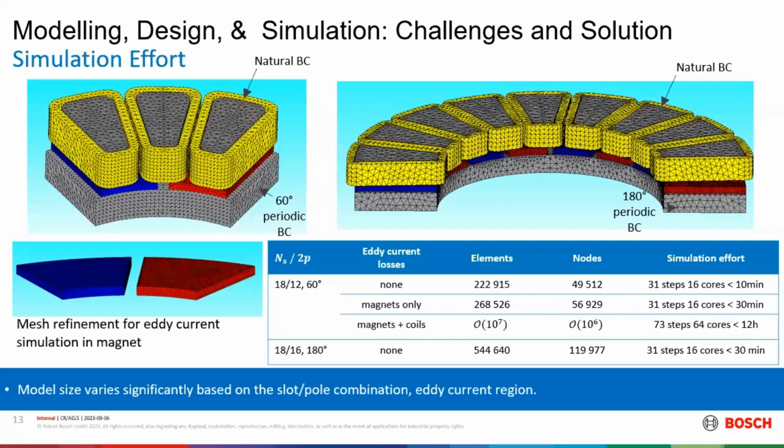So with parallel computing, it takes this much time for one operating point. And of course, this is only for the 18-12 machine. If you have a different slot-pole combination, like in my case, I have also studied the 18 slot 16 pole machine, the smallest repeating unit isn't that small anymore. It turns to this size, and of course, you need to anticipate that the model size increases accordingly.